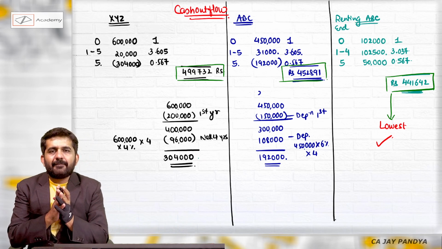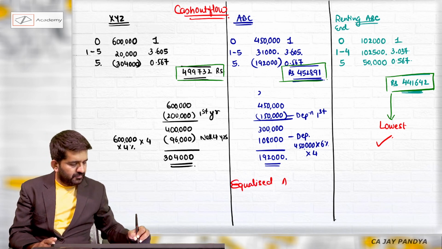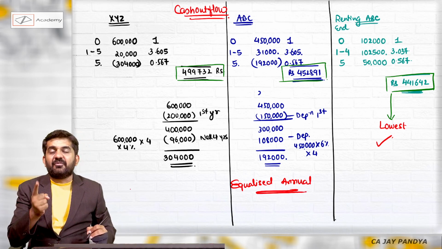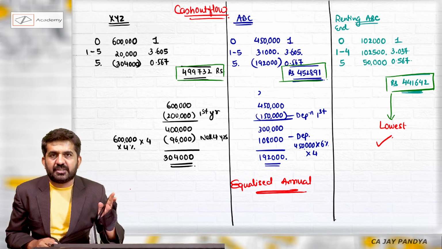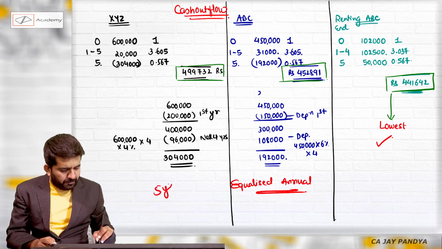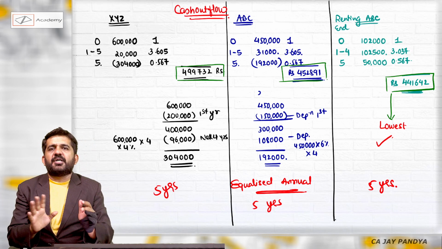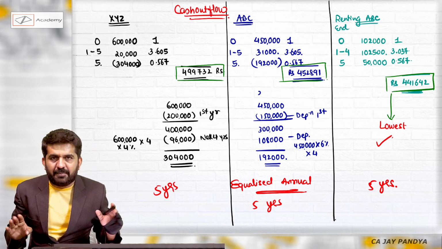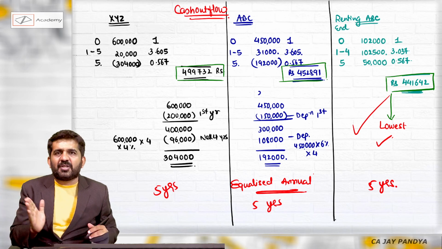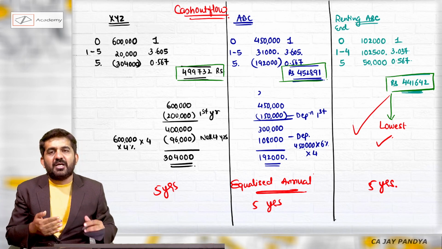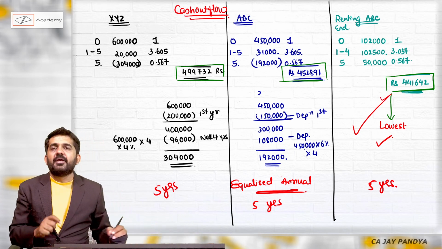Again, the question asked is, sir, why am I not finding out the equalized annual here? Please understand, in the previous case, in one option we took 15 years, in the second option we took 10 years, and in the third option we took 10 years. Here, in all three options, we have taken 5 years. If the period of evaluation is the same, we need not find out equalized annual NPV. Even if we find it out, our decision will be the same. If all three options are of 5 years and we find equalized annual, the denominator will remain the same, and ultimately the lowest figure will still remain in renting of ABC.